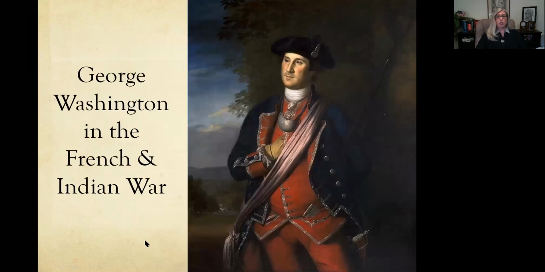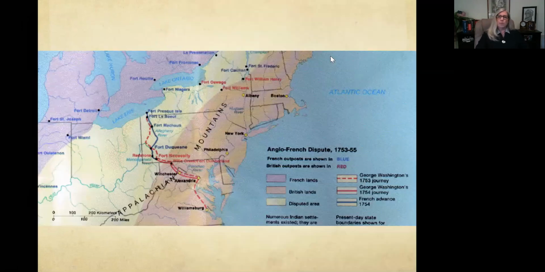All right, there's George Washington in the French and Indian War. Notice that he's wearing that bright red coat, and he's going to be involved here. Now, at the time, he looks older in this painting than he probably was. He was only 22 at the point that he was sent by Governor Dinwiddie to claim this land for Virginia.